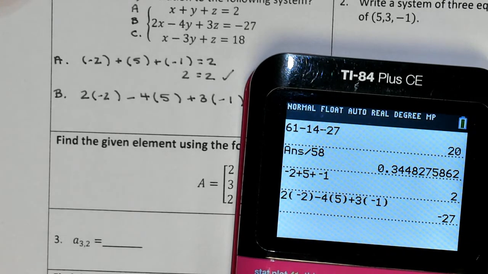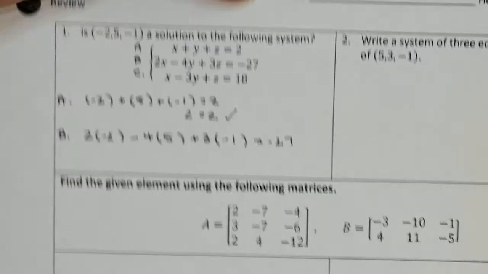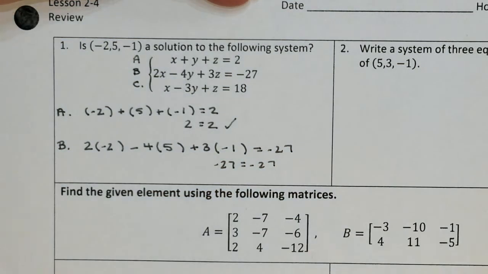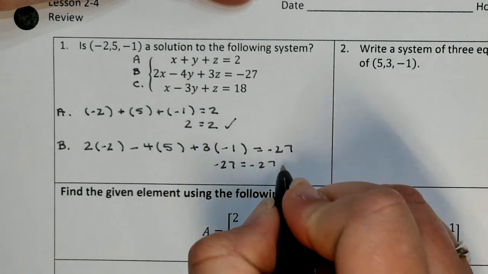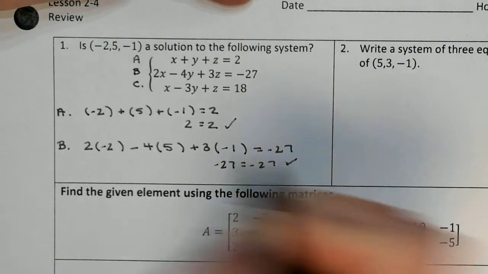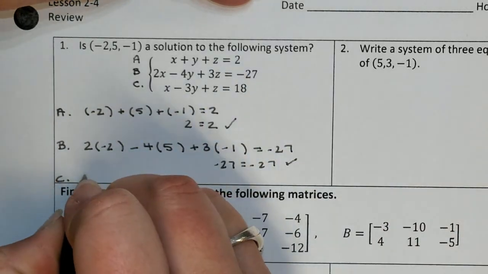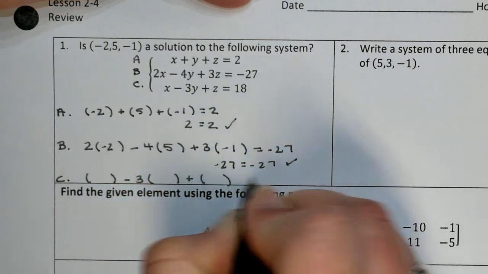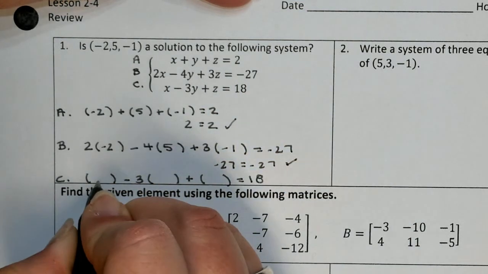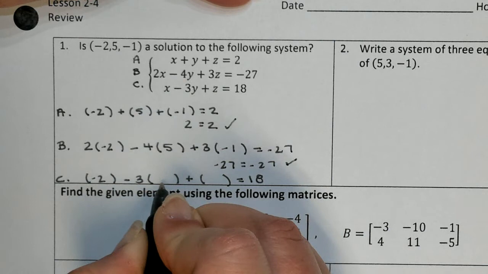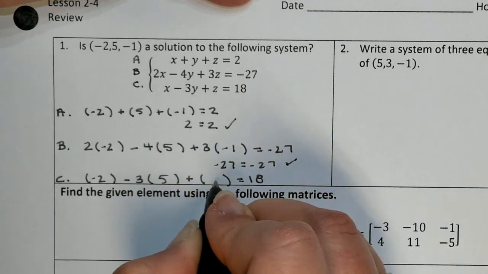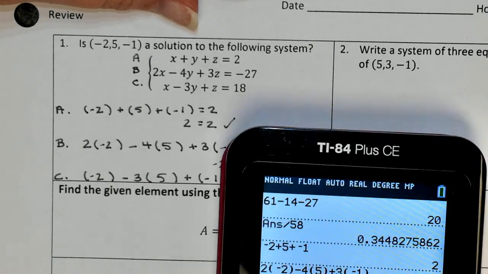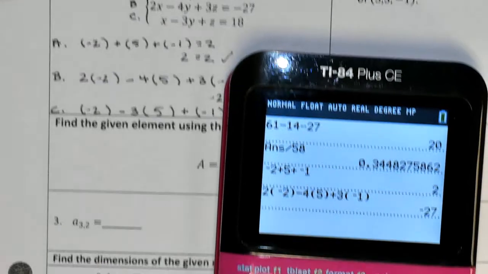I got -27. Did it work? Yeah. Am I done? No. Nope, I still have to do it for C. So C is x minus 3y plus z equals 18. Where the x goes, I have a -2. Where the y goes, I'll have a 5. Where the z goes, I'll have a -1. Cover up the right side. Let's type the left side in our calculator.